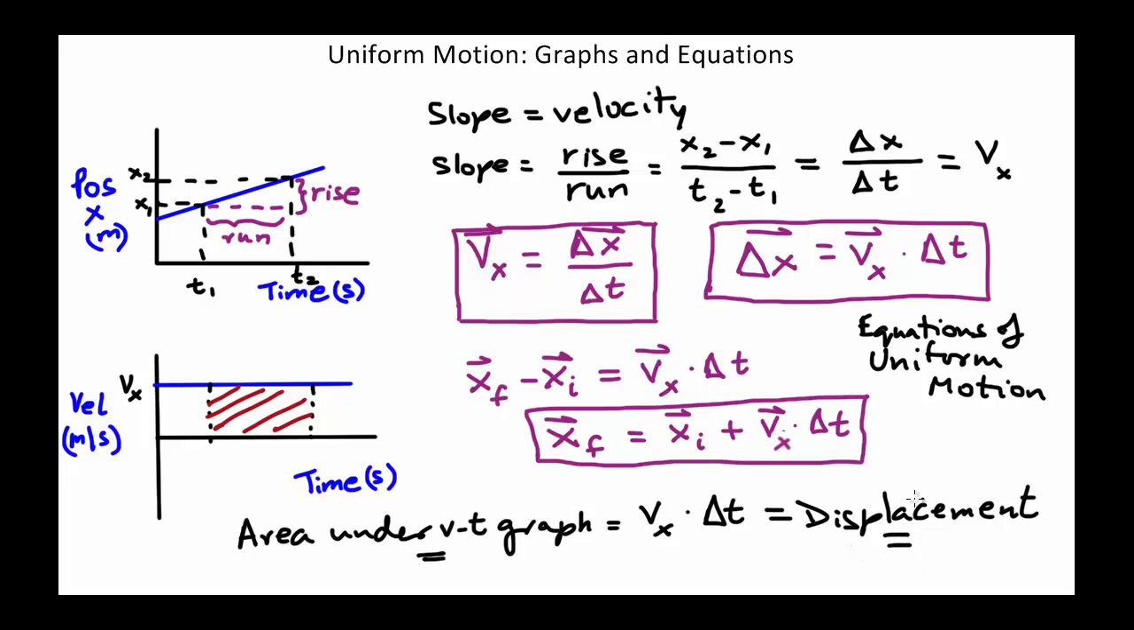And as we discussed before, areas above the x-axis would be positive. So in this case, this displacement is going to be a positive displacement because my velocity is positive and my delta t is always positive, so displacement would be positive, which corresponds to an increasing position as time ticks.